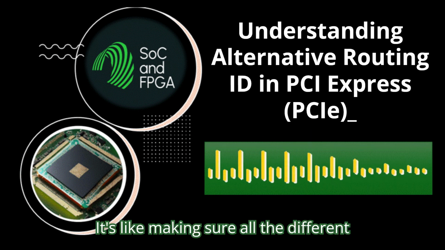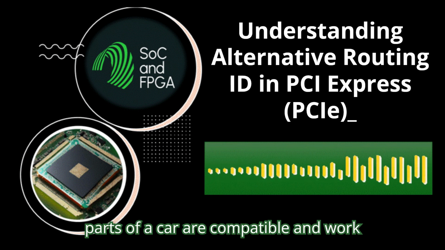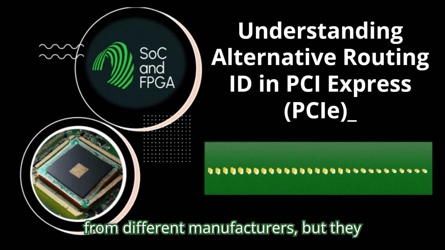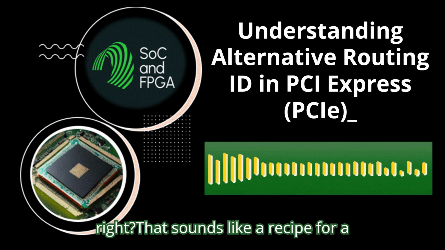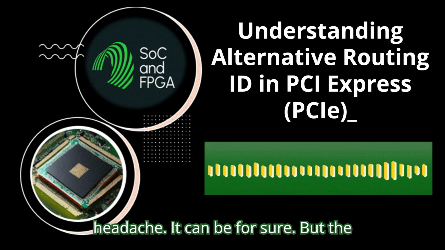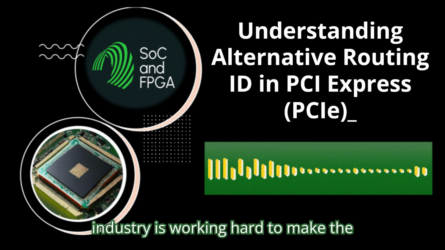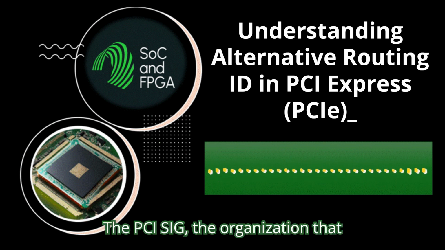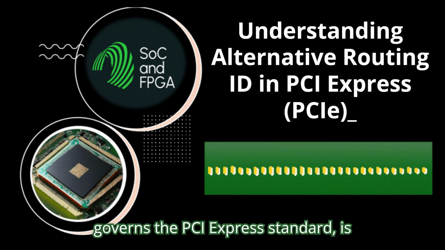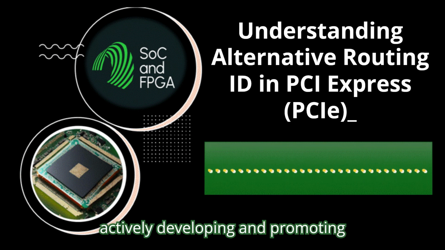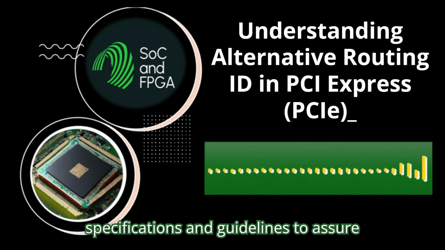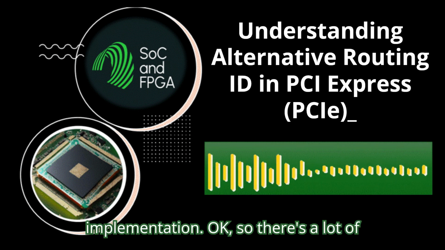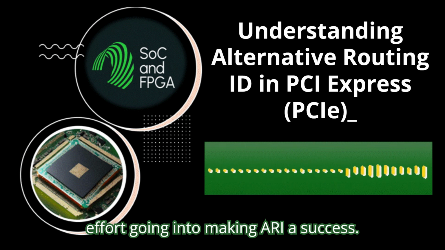It's like making sure all the different parts of a car are compatible and work together seamlessly. So it's like building a car where all the parts come from different manufacturers, but they still need to work together perfectly. That sounds like a recipe for a headache. It can be, for sure. But the industry is working hard to make the transition to ARI as smooth as possible. The PCI SIG, the organization that governs the PCI Express standard, is actively developing and promoting specifications and guidelines to ensure interoperability and ease of implementation. So there's a lot of effort going into making ARI a success.